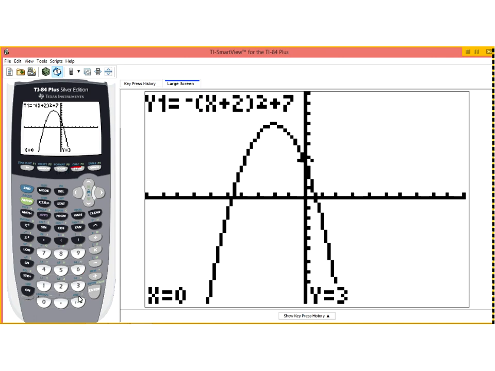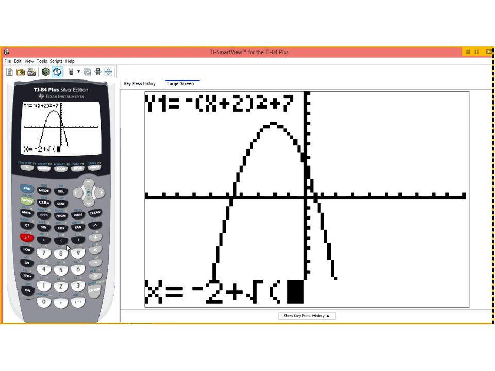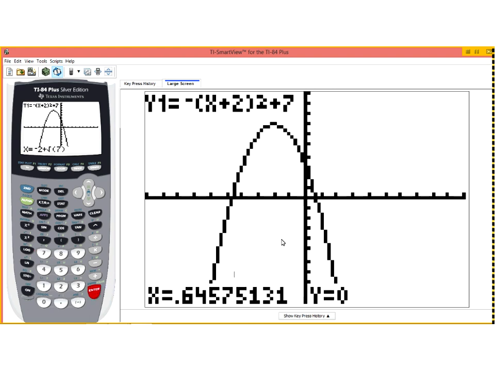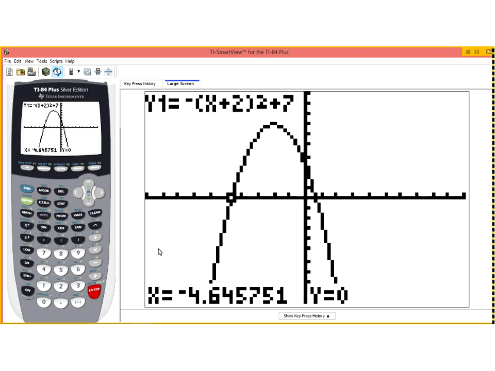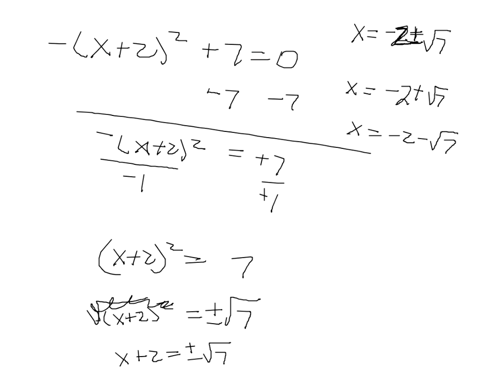So I go to Trace, and I'm going to enter -2 plus the square root of 7. And here it is on this side, y = 0, so that's a solution. And then -2 minus the square root of 7, and we see that is 0 for the y. So those two solutions work out. Okay, and that was the 5 examples that I wanted to show you.